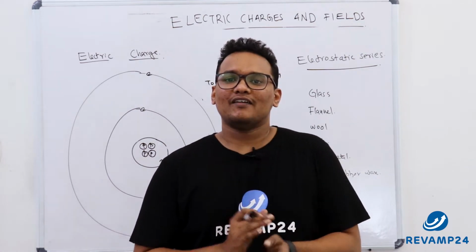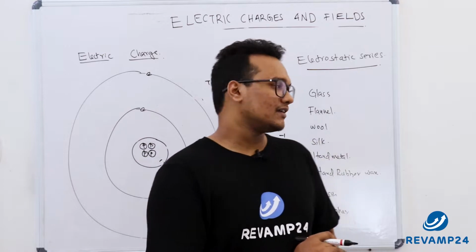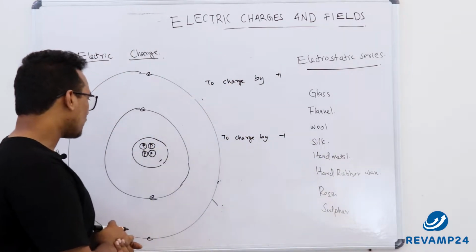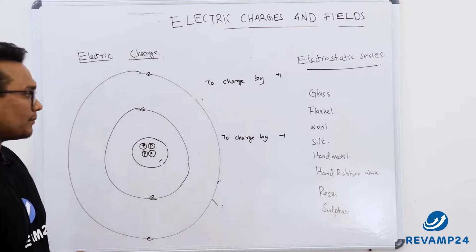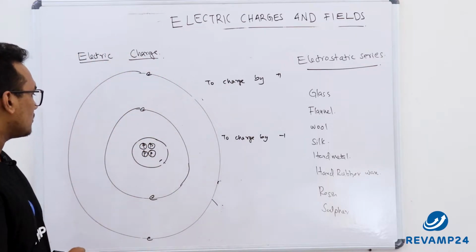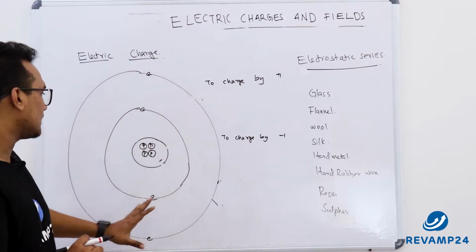In this video, I will explain how to charge an atom, that is electrification. Okay. Now, we have an atom with atomic number 4, which means 4 positive charges and 4 negative charges.